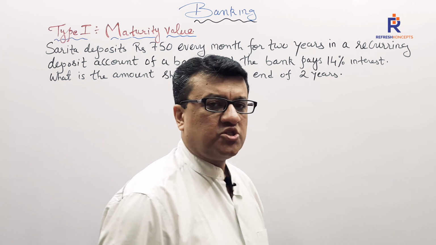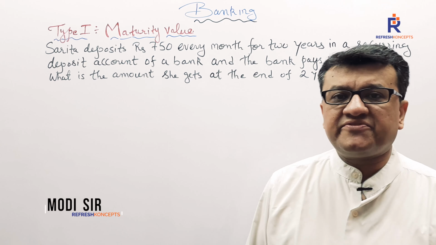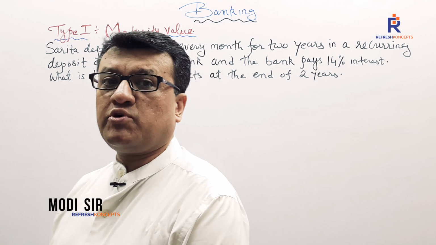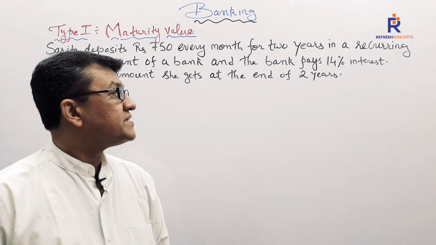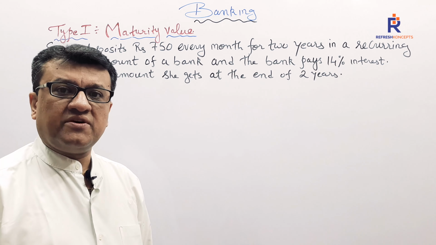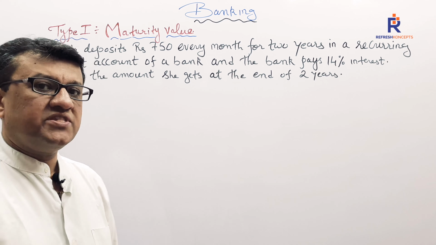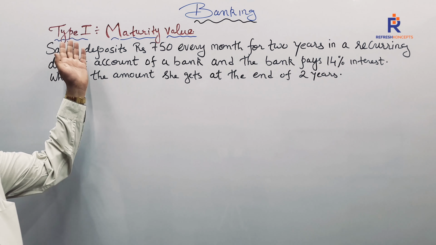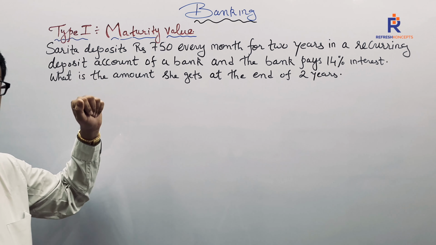Children, having understood what exactly the formula is for maturity value in banking and what the various terms involved in it are, we also discussed that there are 4 types of sums. Let's start with the very first type. Type 1, problems based on maturity value.